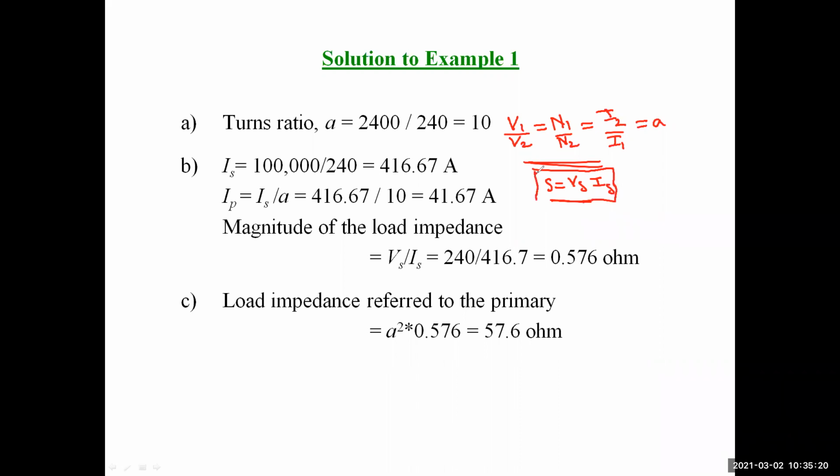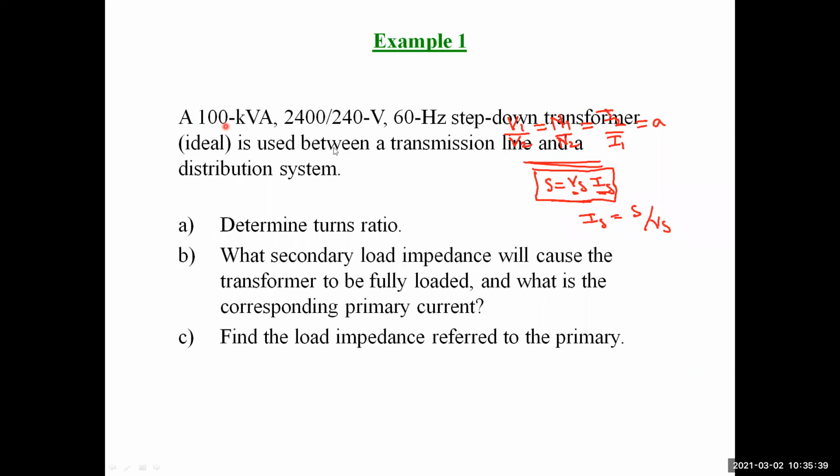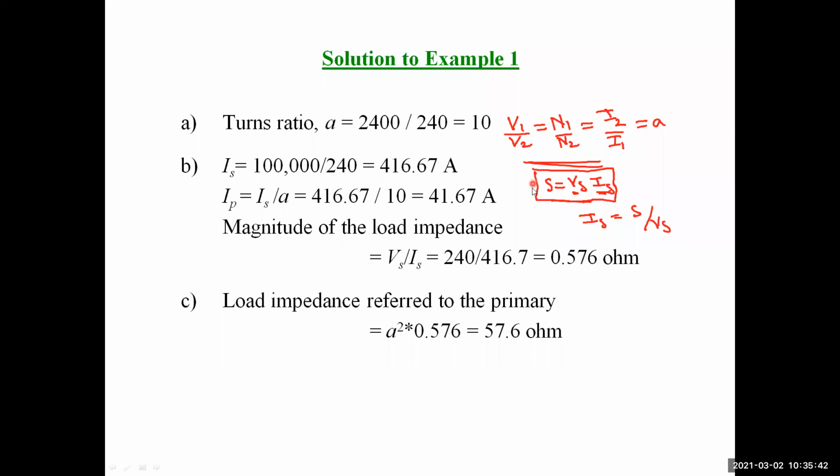So S is equal to Vs Is. Vs is called secondary voltage, and Is is called secondary current. Then Is is equal to S divided by Vs. S is nothing but the rating of the transformer, that is 100 kVA.